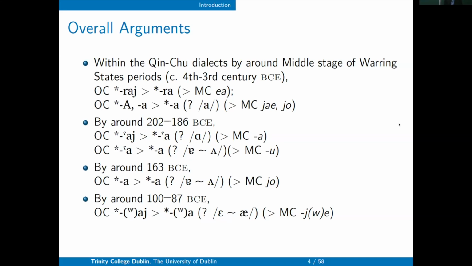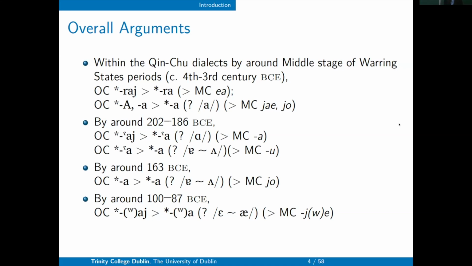Second, by around 202 to 186 BCE, the Old Chinese *I in type A syllables has lost its final *E, and maybe the phonetic value is a back vowel *R. And Old Chinese *R in type A syllables also still kept itself as *R, but maybe the phonetic value is slightly different, maybe a central *R or slightly backward.